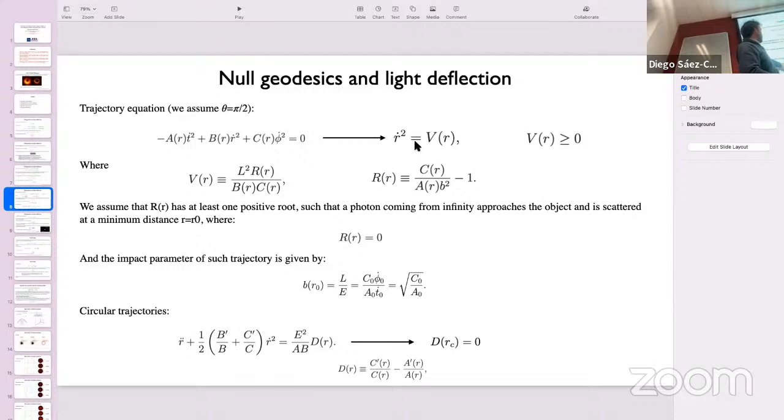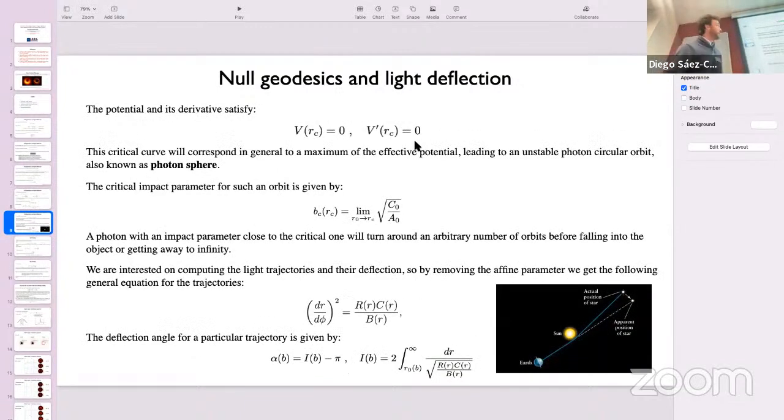And the circular orbits that this space-time may contain, for photons or generically for massless particles, are going to be given by the zeros of this function, or what is the same, by the maxima and minima of the effective potential. So then what we are going to try to compute is, well, we have a particular photon that has reached our screen, and we try to compute where this photon originated.